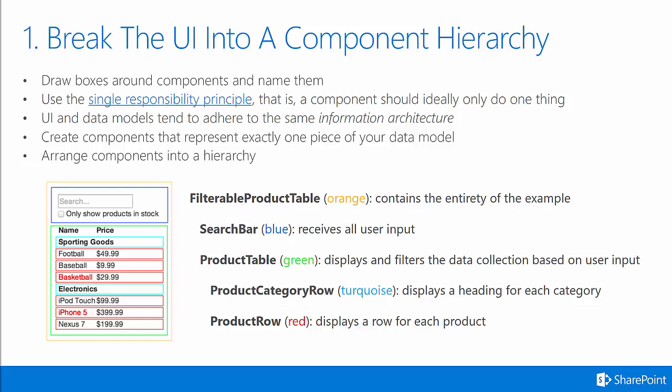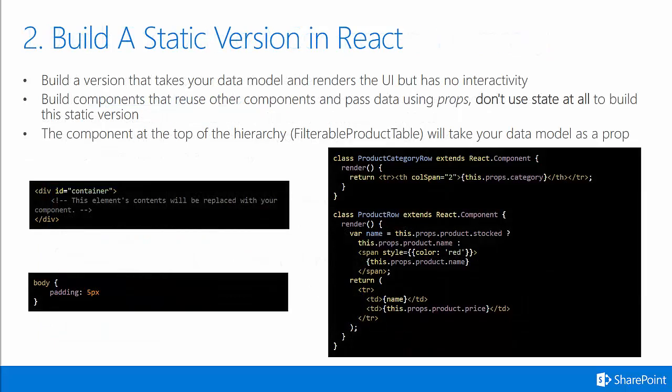After you break things in the UI into a component hierarchy, the next thing to do is build a static version of it in React. The easiest way is to build a version that takes your data model and renders the UI but has no interactivity associated with it. It's best to decouple these processes because building a static version requires a lot of typing and no thinking, and adding interactivity requires a lot of thinking and not a lot of typing.